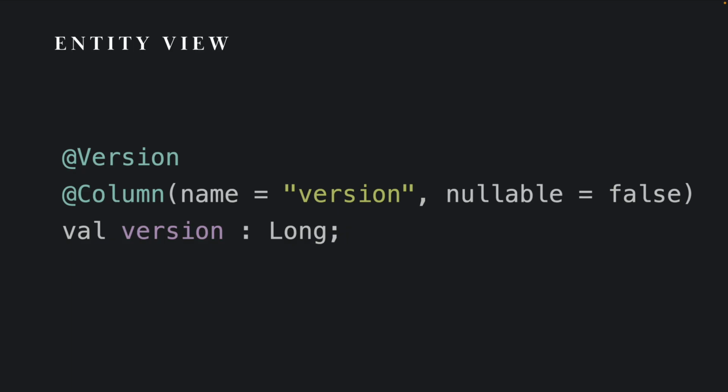So here's a little look at how it will look in your entity. You'll have a column called version, or whatever you choose to name it, but you have to use the annotation of @Version. And it'll have to be long, integer, some type of numeric value.